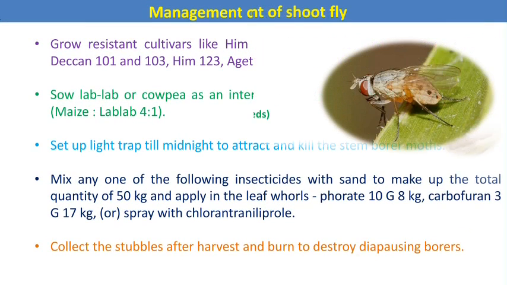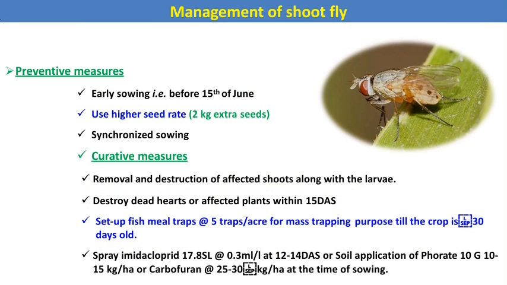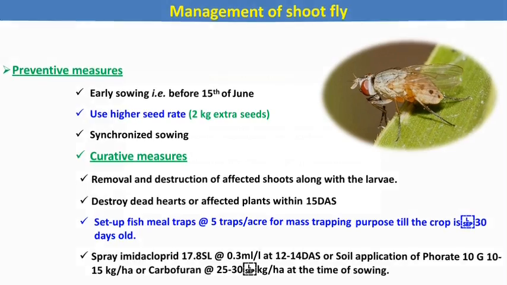Okay. Then for the management of the shoot fly, early sowing before 15 June, using a high seed rate, and synchronized sowing are the preventive measures. In the case of curative measures, removal and destruction of affected shoots, destroying dead hearts, and the fish meal trap. It is mostly used against the shoot or stem fly for mass trapping purposes or for monitoring purposes. Then imidacloprid, carbofuran, and phorate are the different recommended insecticides against the shoot fly.